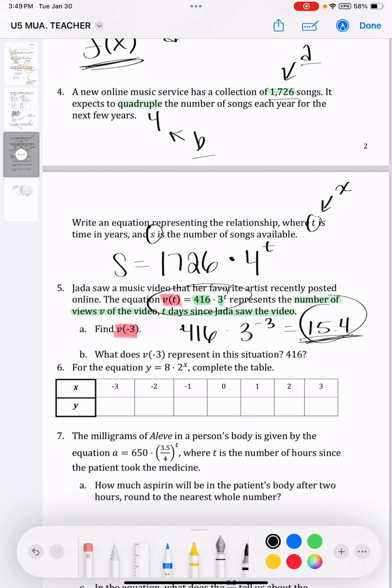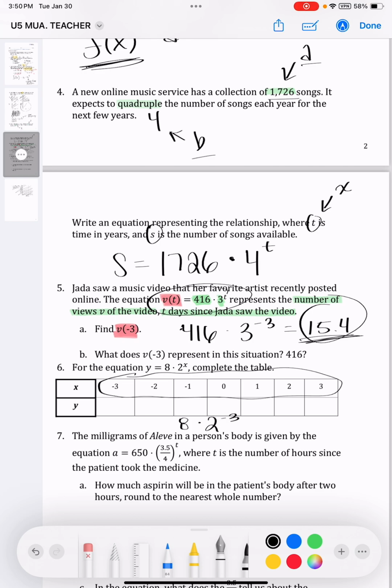For number 6, it's simply asking you to complete the table based off of the equation that's given to you. The equation is y equals 8 times 2 raised to the power of x. The table provides you with 7 different values of x. All you are doing is plugging those values into the equation and solving for y. So the first one, for example, you would put 8 times 2 raised to the power of -3.